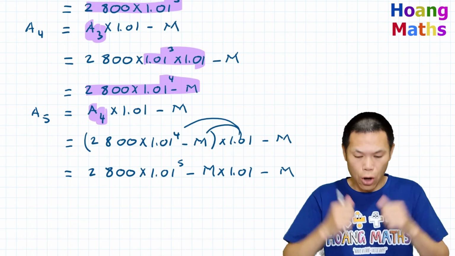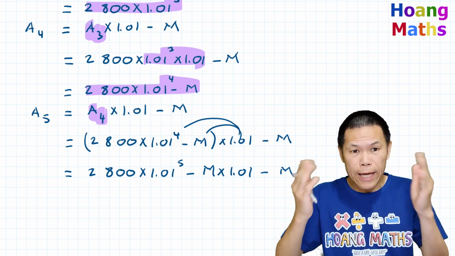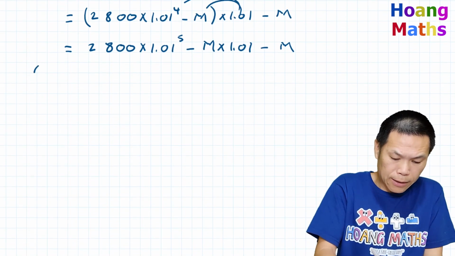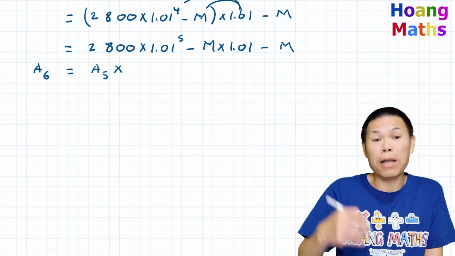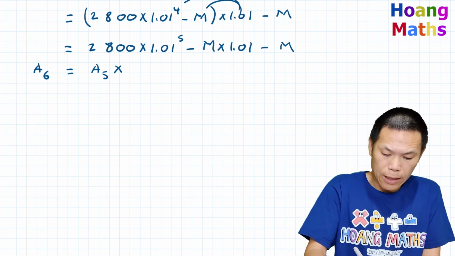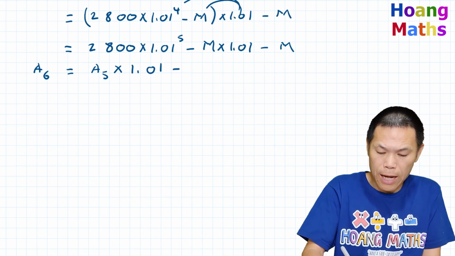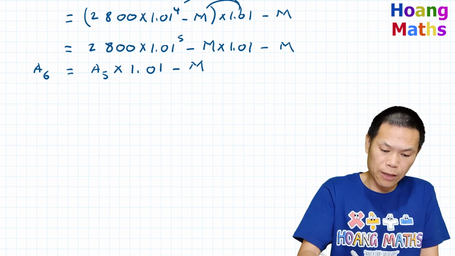So that is how much is owed at the end of 5th month. But then at the end of 6 months, A6 is equal to A5 plus the interest on top of that, that is times 1.01. And then he made another payment. So that is how much is owed at the end of 6 months.